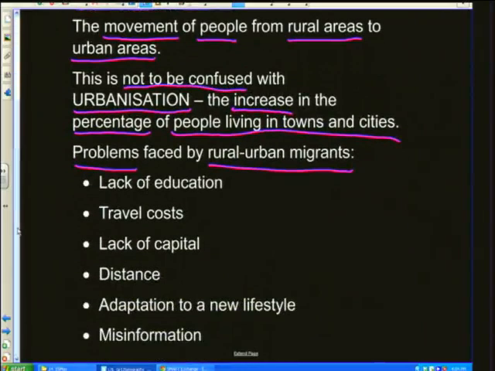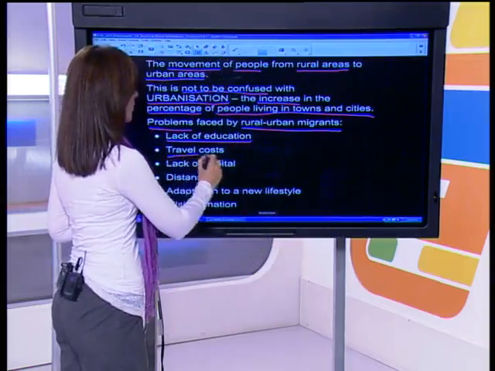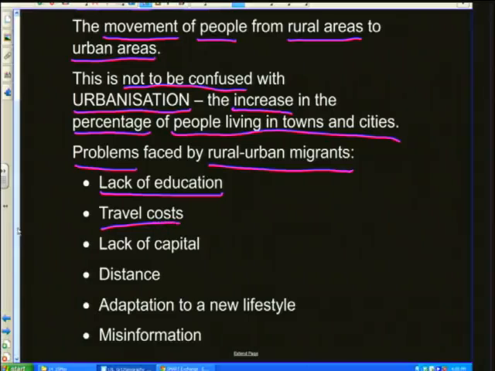First of all, they generally have a lack of education. The standard of education in rural areas is sadly below the standard that we get in our urban areas. So they battle to adapt to that new lifestyle. Second one, their travel costs are huge. In South Africa, you're traveling hundreds of kilometers at a time sometimes, and that's very expensive with costs for petrol, etc. They have a lack of capital. They don't have enough money to buy a house, for example. They travel a far distance. They have to adapt to a new lifestyle, which is always a challenge.